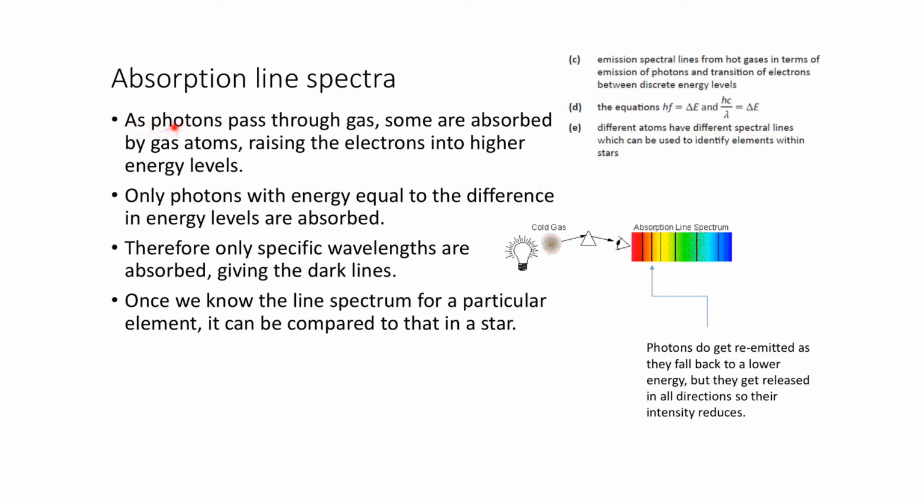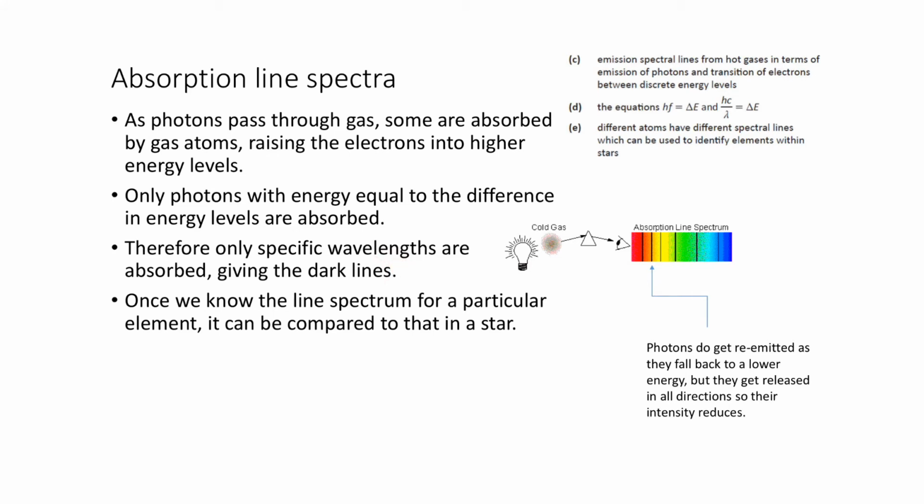So as photons pass through gas, some of them are absorbed by gas atoms. This raises the electrons into a higher energy level. So only photons with energy equal to the difference in energy levels are absorbed. If you remember back to last lesson, we had those lines that we said had to be exact. Therefore, only specific wavelengths are absorbed, and that gives the dark lines.